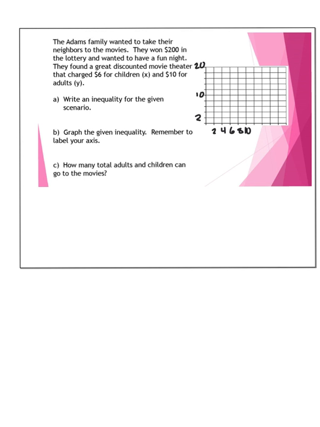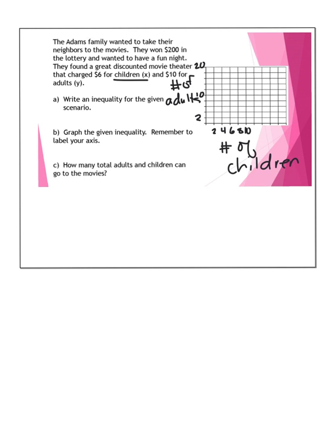Now, I noticed that I'm going to have to graph. So our x-axis, it tells us our children. So I'm going to label that. So it's going to be the number of children that are going to be able to go to the movies. And our y-axis is the number of adults. So I will label that as well.